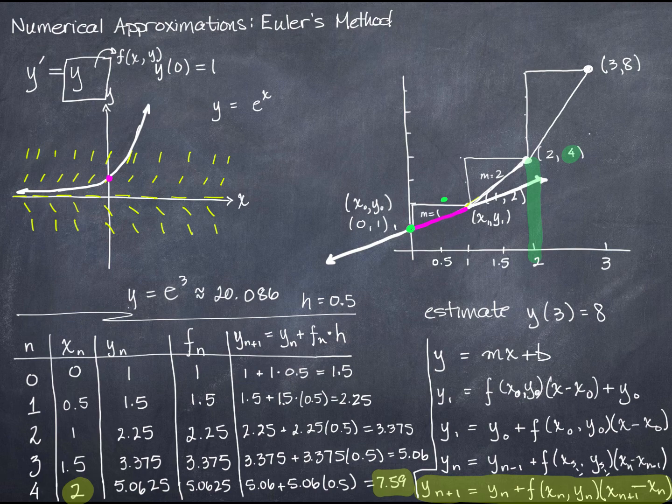When x equals 1, we got 3.375. So now we're up at 3, not quite 4. So that's actually smaller. Then at x equals 1.5, we ended up with y equaling 5.06. At 1.5, there's 4, 5, just over 5, so we're about there. And at x equals 2, we got 7.59. Let's see, that's 5, 6, 7. It's just right about there.